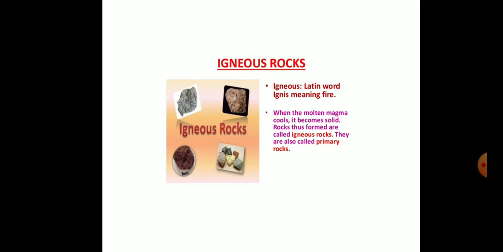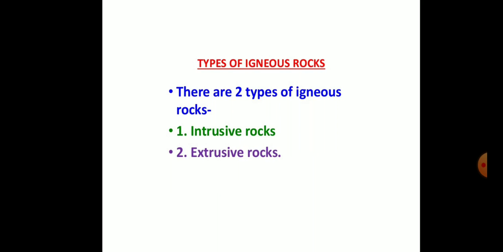And we have a brief description of igneous rocks. Igneous, as I said, comes from the Latin word ignis, meaning fire. So how is this rock formed? When molten magma cools, it becomes solid, and the rocks formed are called igneous rocks. They are also known as primary rocks.